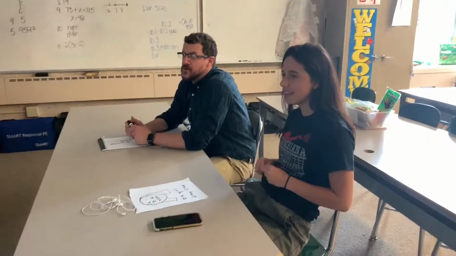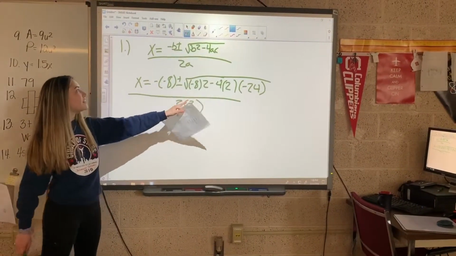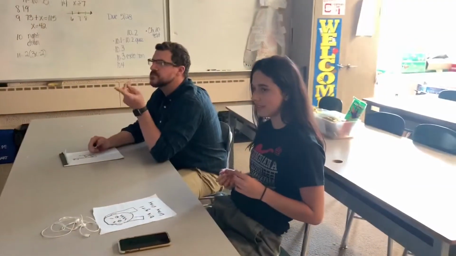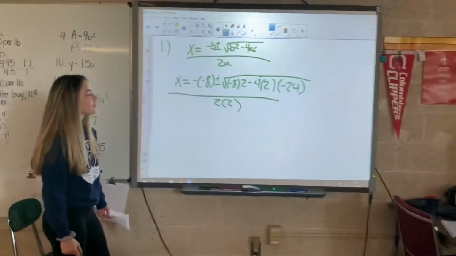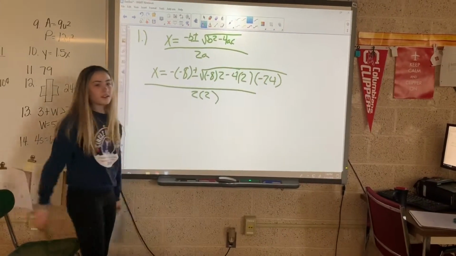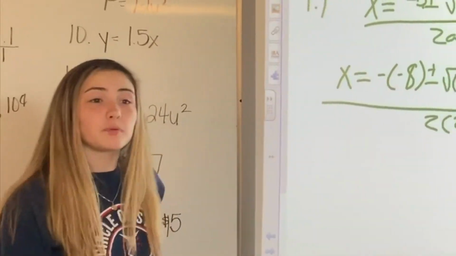So obviously, b is negative 8. That's why you have negative negative, so make it a positive. And then a is 2, and c is negative 24. So we know that. So do the stuff in the parentheses. Why don't you do the stuff in the parentheses?